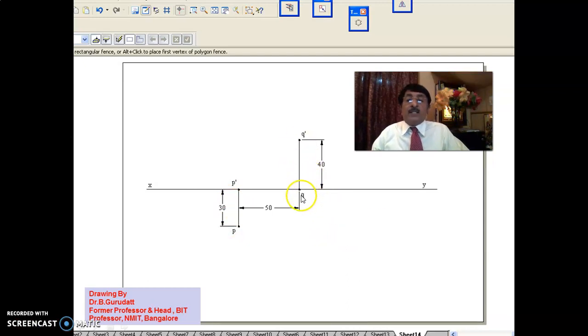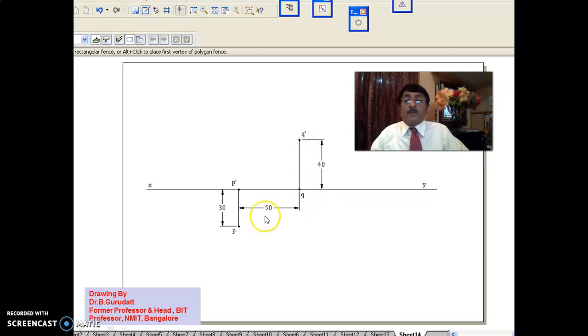Q without dash on the XY line means immediately you say Q is lying on VP. That is, the distance in front of VP is 0. Q is lying on VP means Q should be on the XY line and 40 mm above HP. You see Q dash and Q. Now once you do this, P dash and P, Q dash and Q, this is more or less the completion of the projection.